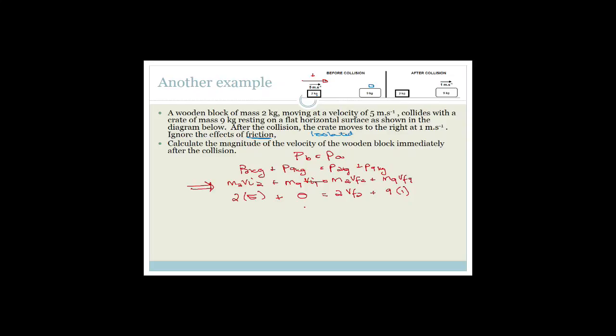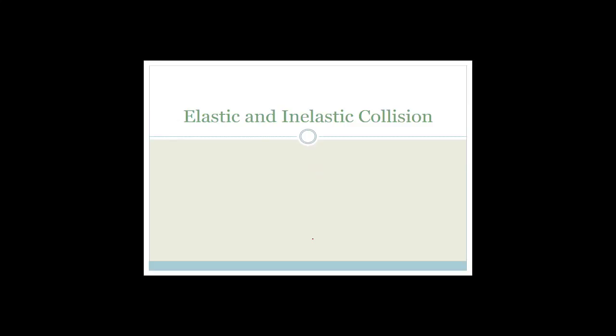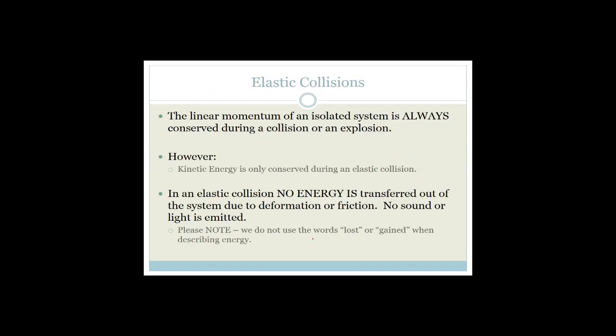So 2 times 5 is 10, which is equal to 2 VF2 plus 9. So therefore 1 is equal to 2 VF2. Therefore the final velocity of the wooden block is 0.5 meters per second. And it just asks for the magnitude, so we do not have to give direction at all. Okay, cool. Now let's talk about elastic and inelastic collisions.